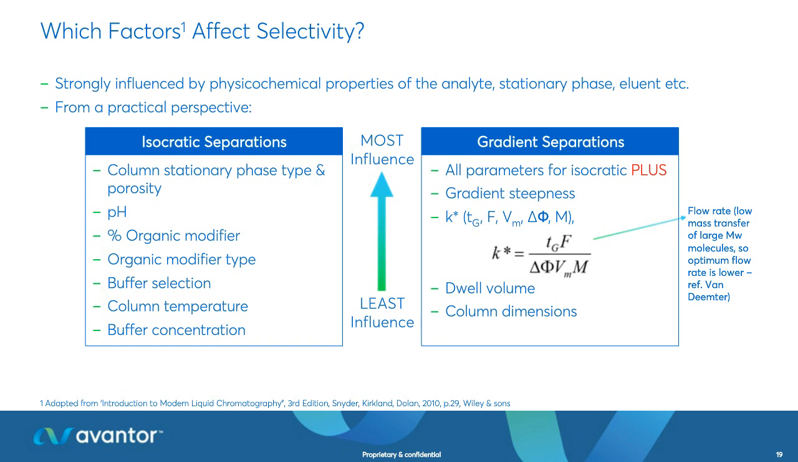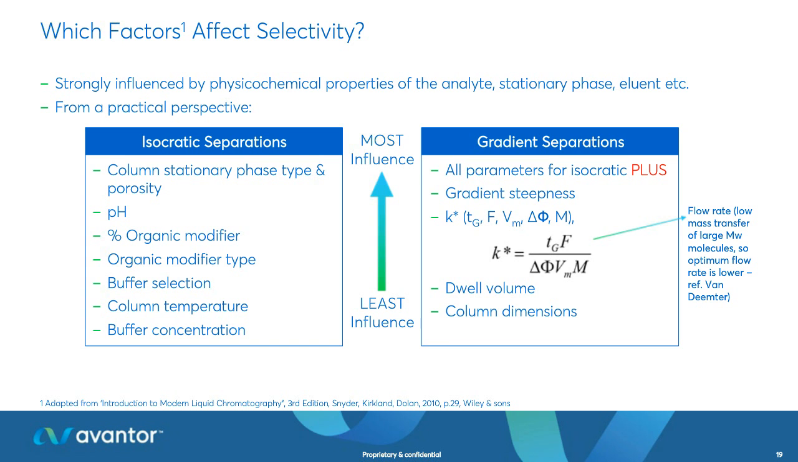Other things like pH, percentage of acetonitrile, type of buffer, column temperature, those all need to be considered. And most of the time we're going to be running a gradient, so all of the factors on the screen are really of interest when we're running our protein methods.